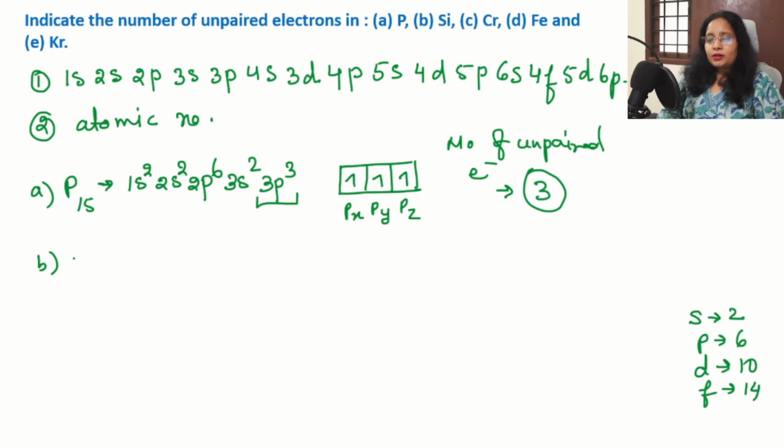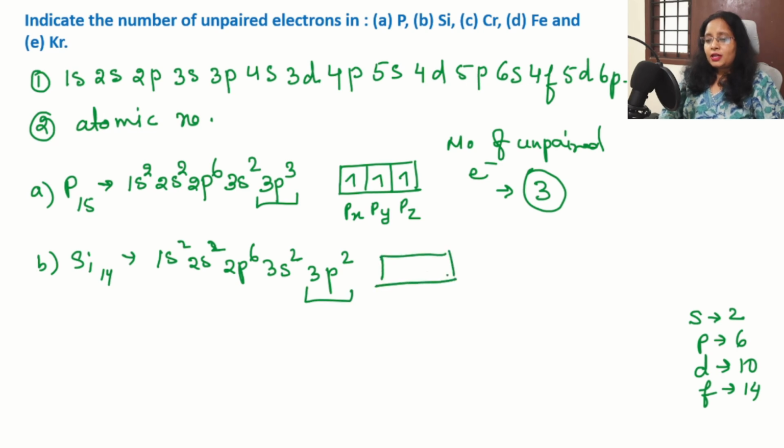Same way we will do the B part. It is silicon. Its atomic number is 14. 1s2, 2s2, 2p6, 3s2 and 3p2. Total 14. Now come up to again the last one. Draw it and we will check how many unpaired electrons. Only 2 electrons, 1 and 2. So this is 3p. So number of unpaired electrons in silicon is 2.